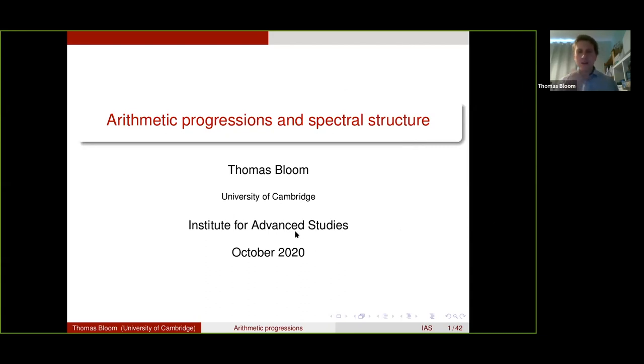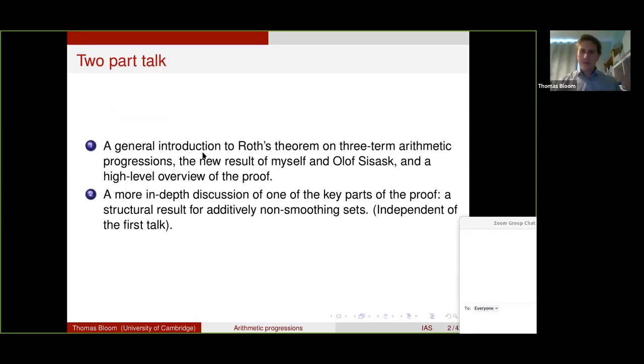So this is quite a long seminar, and I've divided it into two halves. The first half is going to be a general introduction and background. Even if you've never heard of Roth's theorem on three-term progressions before and are completely new to the area, hopefully there should be something in this talk for you. And I'll mention this new result due to myself and Olaf Sisask, and then also give a high-level overview of the proof. So that's going to be the first half of the talk, the first hour.